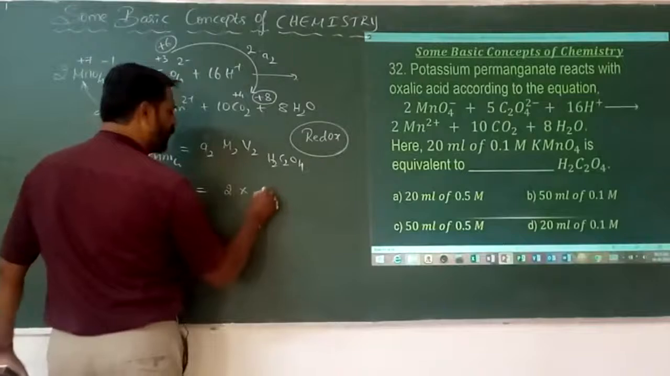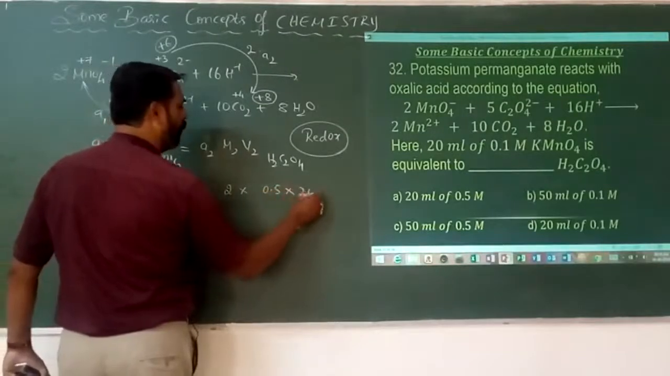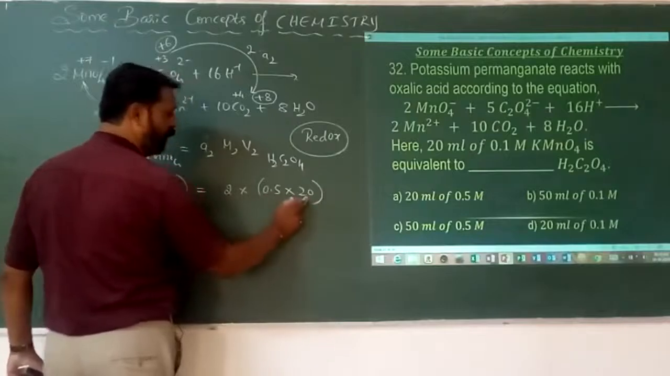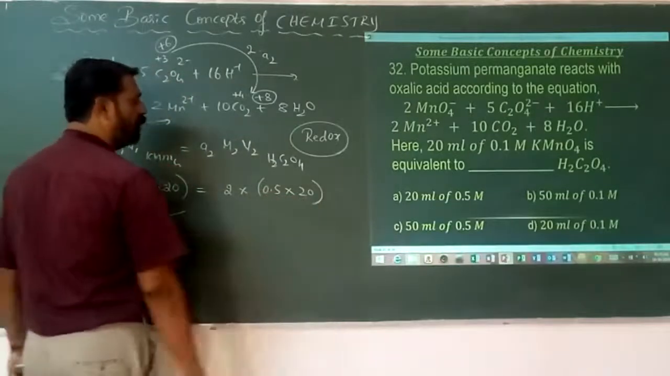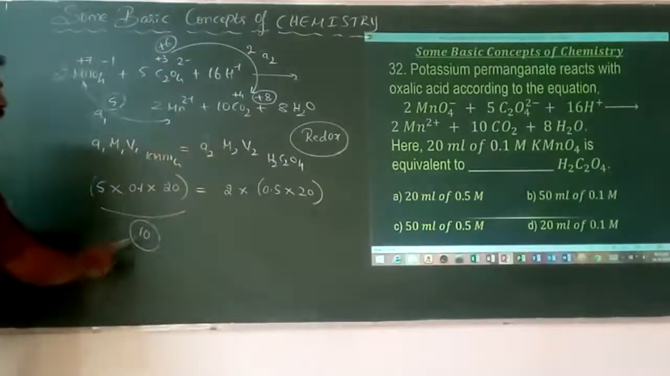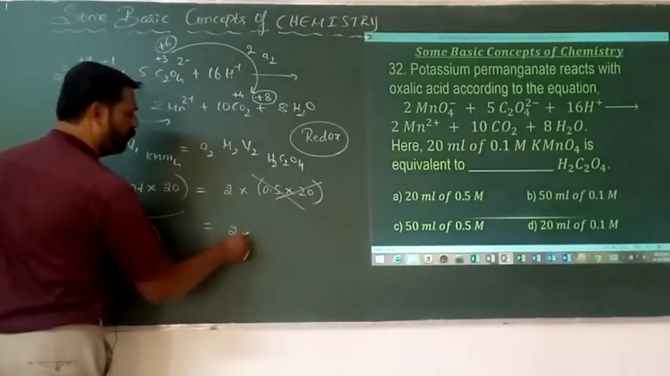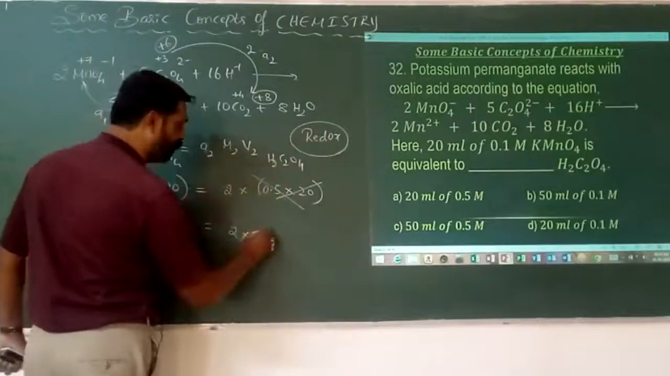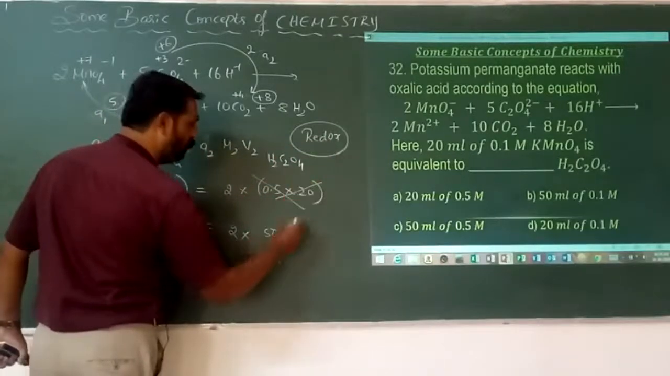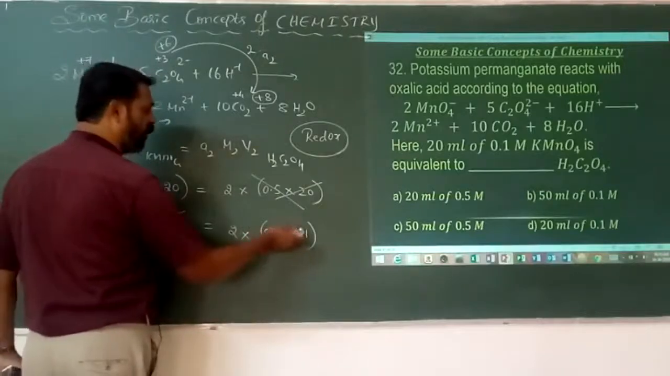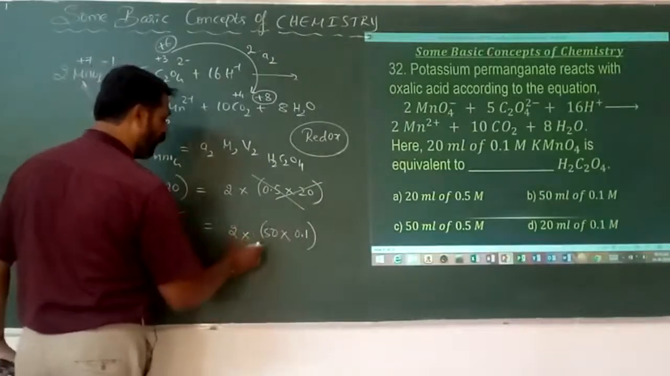First, in this case, it is 0.5 into 20 ml. It is 10 ml. 0.5 into 20 is 10. 10 2s are 20. But here it is equal to 10. Therefore this option is not possible. Let's have the second one. 50 into 0.1 is exactly 5. 5 2s are equal to 10. I think this is the one.